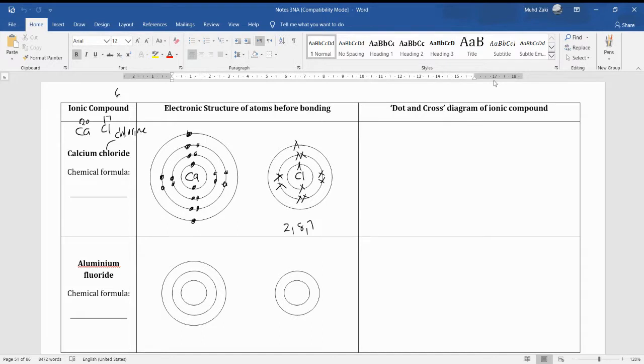Okay, first, this is a dot and cross diagram. So you need to do one dot, one cross. Some of you, when you submit the work, give me all dots and all crosses. Okay, so it's wrong. So what happened in the bonding?